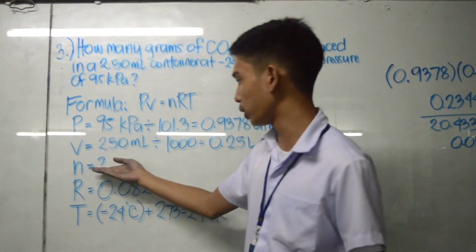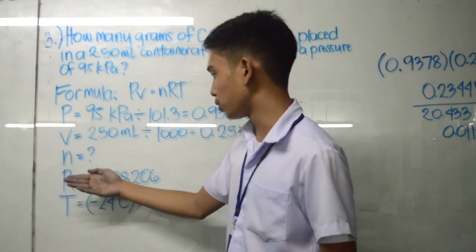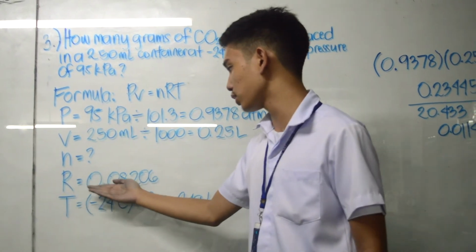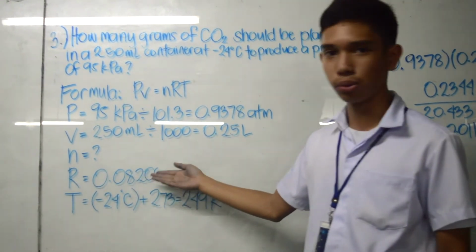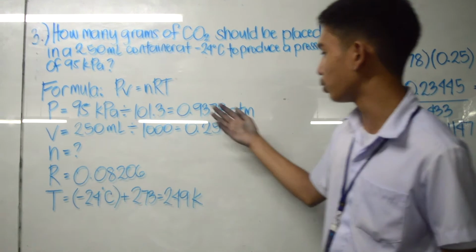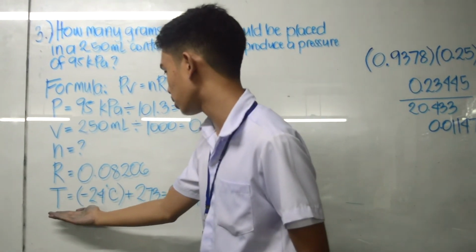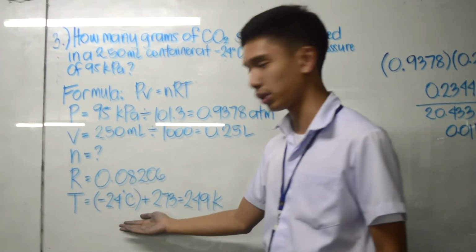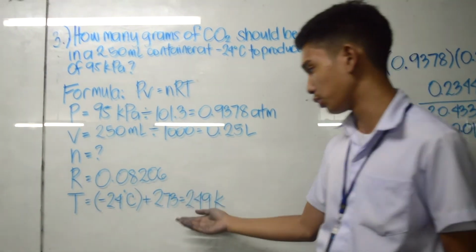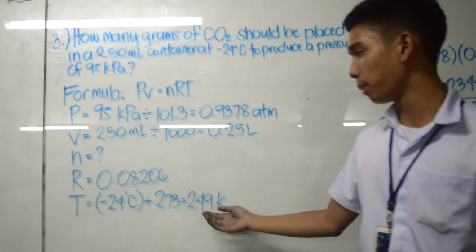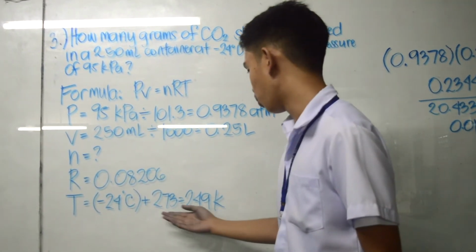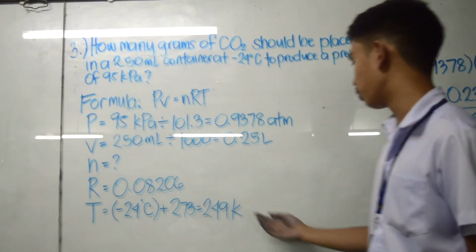N is what is asked, so we need to skip N to R. R is the constant, which is 0.08206. And then we need to get the temperature, which is negative 24 degrees Celsius. But since it is in Celsius, we need to convert it into Kelvin by adding 273. So it will turn into 249 Kelvin.